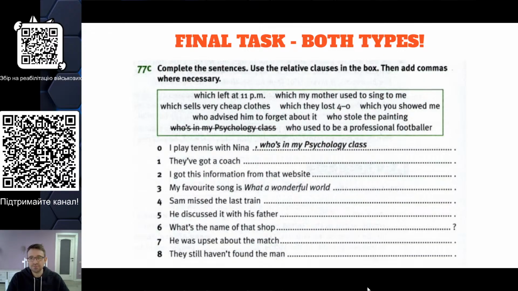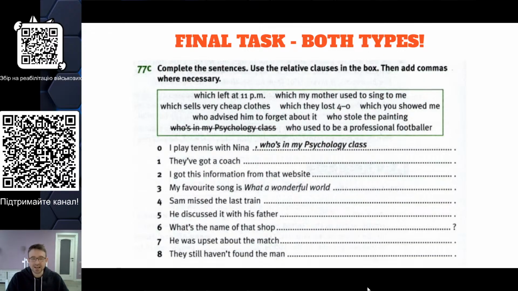Then number five, here we should have, he discussed it with his father, who advised him to forget about it. And here again we need a comma, because we have, he discussed it with his father. Okay, we know who the father is. We don't need any more information to identify the father. So the rest of the sentence is extra. This is not necessary information, and so we should have the comma with it.